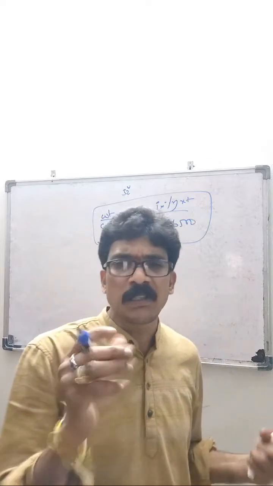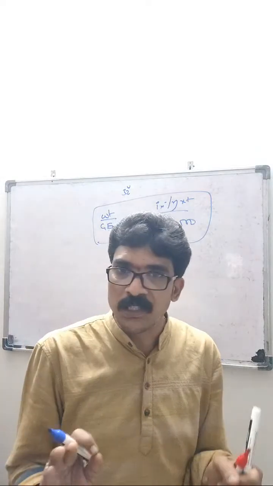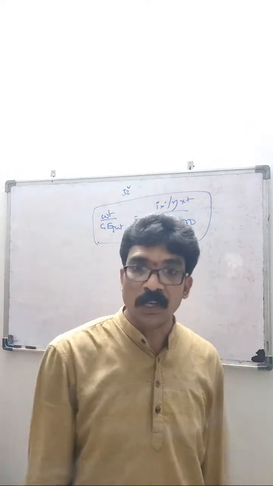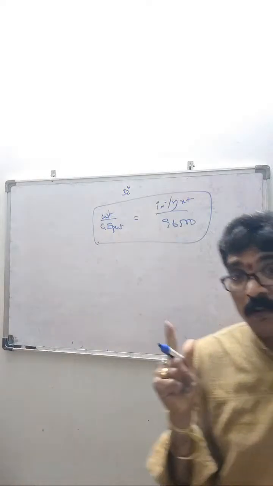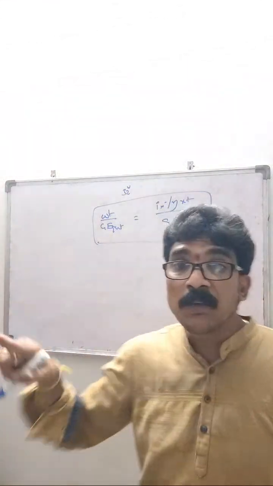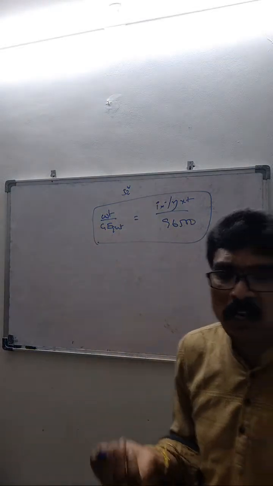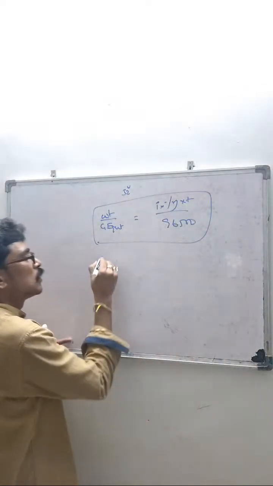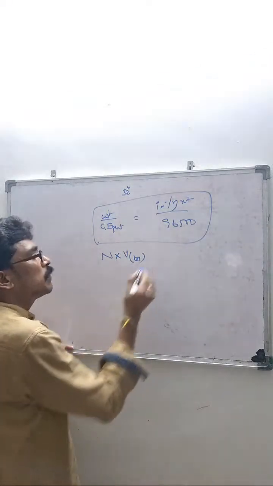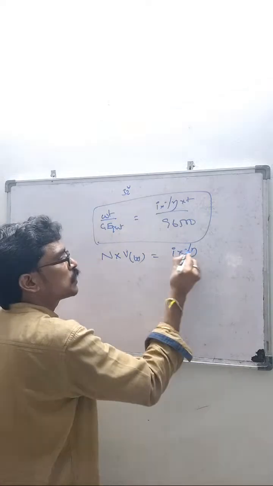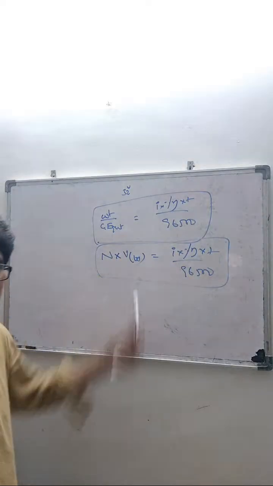In I into T, the efficiency is mostly 100%. If any information is not given related to percentage of efficiency of current, take it as 100%. So weight by gram equivalent weight is the number of gram equivalents. The gram equivalents can also be written in terms of normality. So the same formula: normality into volume in liter is equal to I into percentage of efficiency into time by 96,500. This is one more formula related to the same thing.